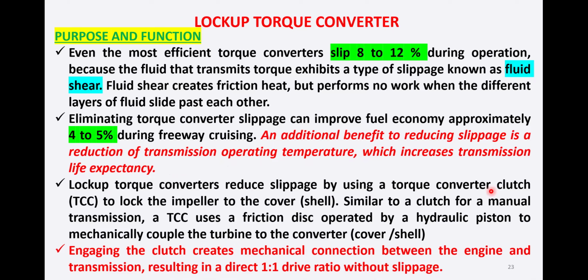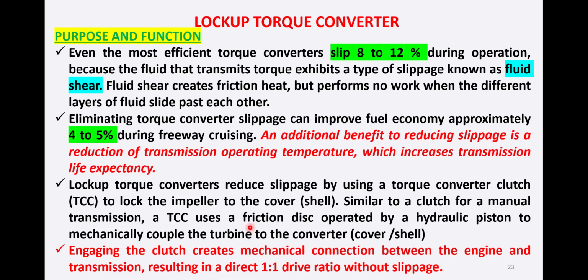So in order to reduce this slippage, we use a lockup torque converter, which is used to reduce the slippage of the torque converter clutch to lock the impeller to the cover, that is your shell. Similar to a clutch for a manual transmission, our torque converter clutch uses a friction disc operated by a hydraulic piston to mechanically couple the turbine to the converter cover or shell.